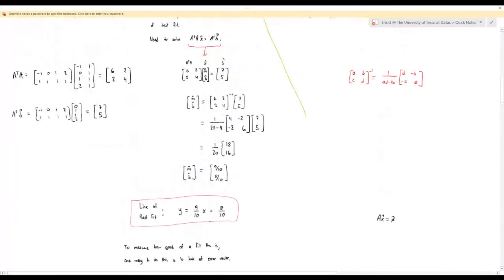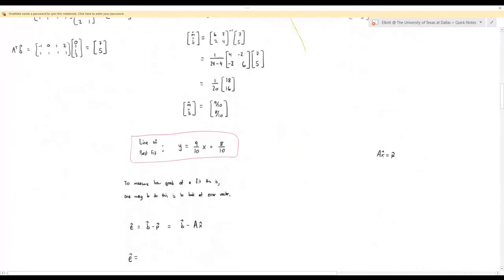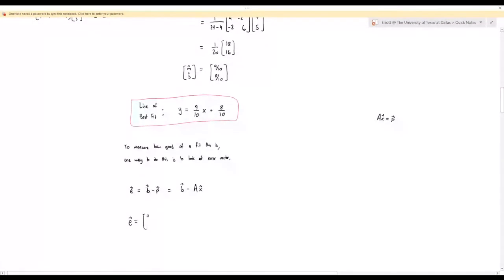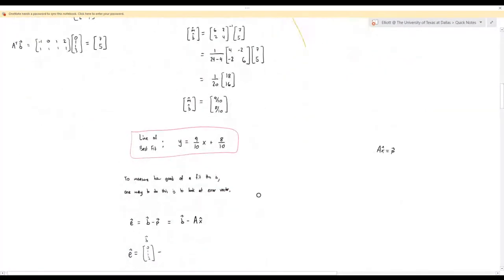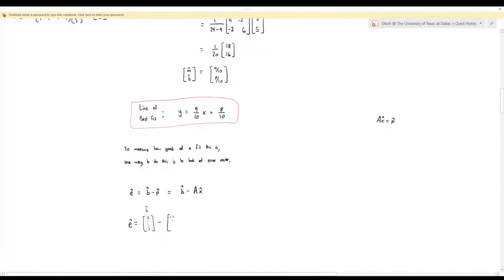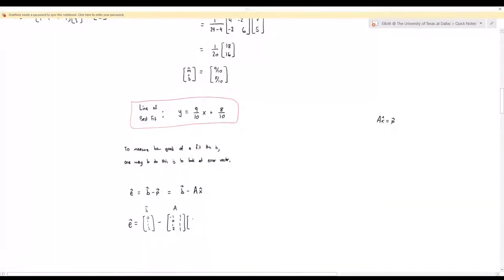Let me scroll back up real quick. The vector b was 0, 1, 1, 3. So that's b, and I want to do minus. Then I'm going to take A, which is negative 1, 0, 1, 2 in the first column and 1, 1, 1, 1 in the second, and multiply that with the least squares solution, which was 9/10 and 8/10.